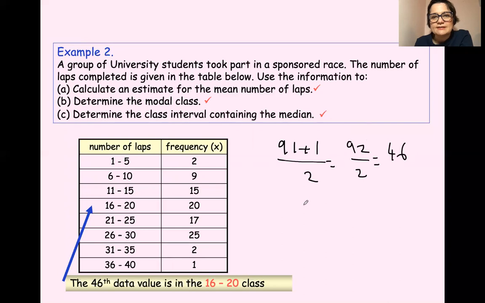Now the 46th number. Remember, the 46th number. So where is it going to be? Now I add 9 plus 3 is 11, plus 15, it is 26, plus 20, 46. So this is the last one of this class. This is where the median is going to be. The 46th data value is in the 16 to 20 class.